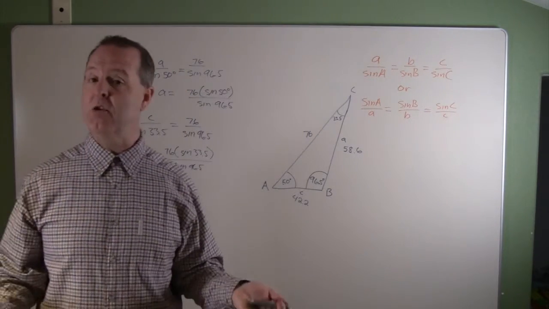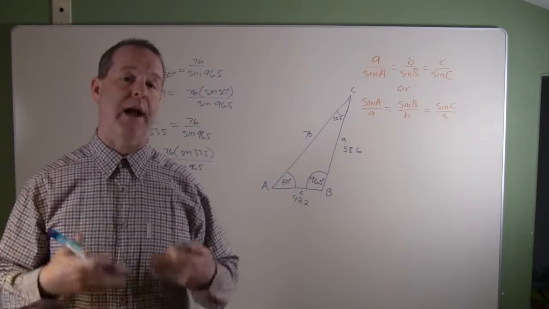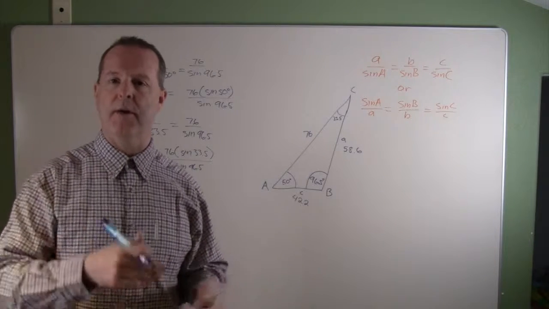So there, by using the law of sines in an oblique triangle where I know an angle, a side, and an angle, I was able to discover the remaining unknowns.